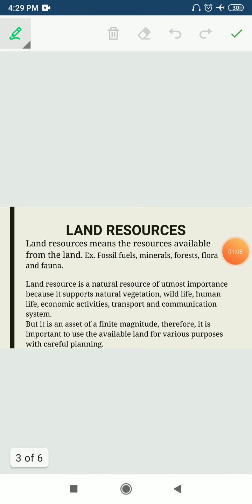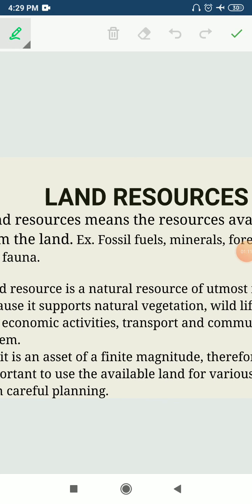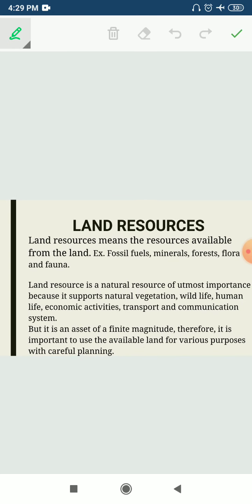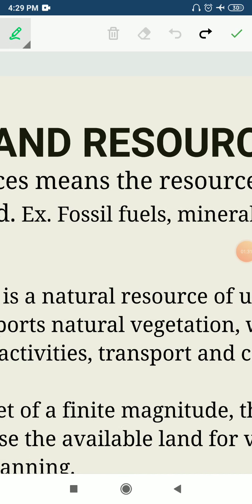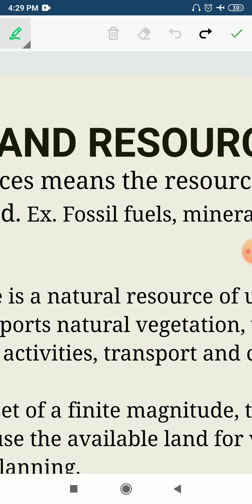So now let's start with the first topic, that is land resources. So what are land resources? Land resources means the resources available from the land. All the processes and features of land that satisfy certain human needs are termed as land resources. The examples of land resources are fossil fuels. When dead animals and plants are buried under the layer of soil after millions of years, due to high pressure and high temperature, these get converted into fossil fuels. The examples of fossil fuels are coal, petroleum, etc.